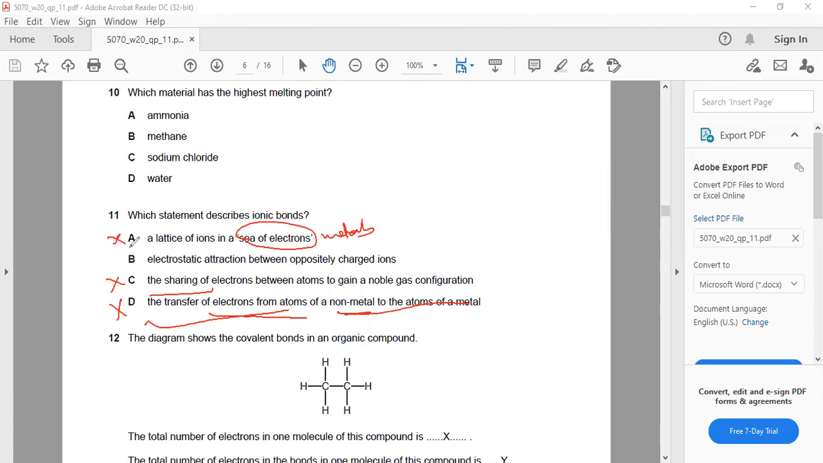But the best way: we know A, C, and D are wrong. So eliminate the wrong possibilities, then B will be the correct answer. Even if you may not understand, you know A, C, and D are wrong. Now you understand electrostatic attraction between oppositely charged ions. That's the ionic bond. Now it is easier to confirm. Okay, you get confidence when you eliminate the wrong answers.